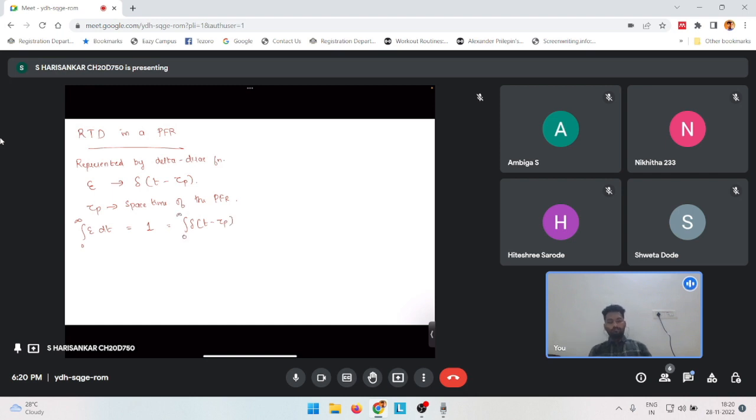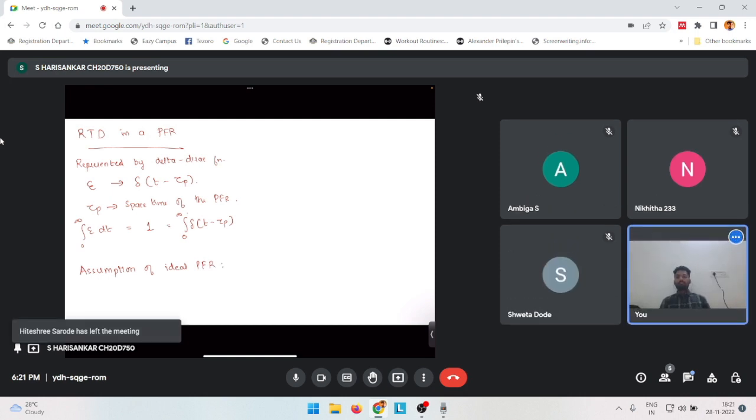But one of the assumptions that we made for a PFR, or an ideal PFR, is that the residence time for all the molecules inside the PFR is the same, right? So if a group of molecules enters the PFR at time, let's say, t equal to t1, all these molecules will exit the PFR at the same time, let's say t2.